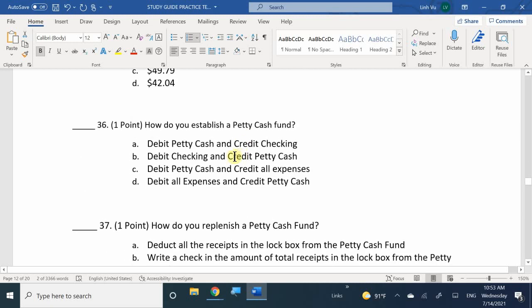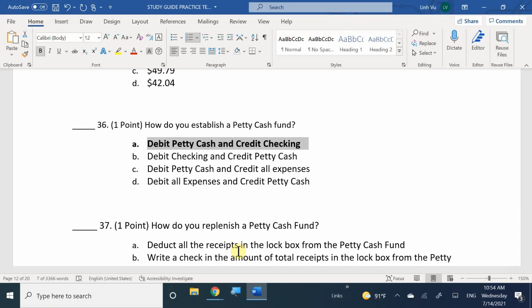Okay. Number 36. Okay, how do you establish a petty cash fund? It's going to be A. A, you debit the petty cash fund and credit checking. Yes, right? Because again, your petty cash fund is a separate entity, but it acts as if it's like a small little bank account. So you're going to be crediting your checking because you need to take cash out from the bank and put it into a petty cash fund.